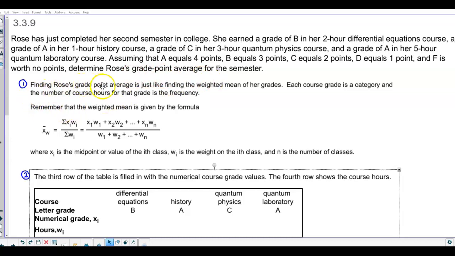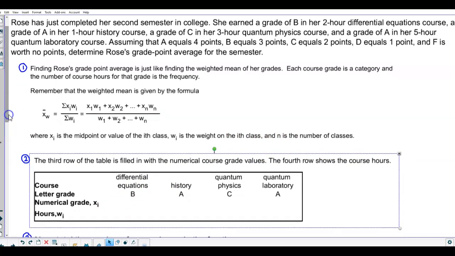Now, step 1, finding Rose's grade point average is just like finding the weighted mean of her grades. Each course grade is a category, and the number of course hours for that grade is the frequency. Remember that the weighted mean is given by the formula: the weighted mean is equal to the sum of the numerical grade times the hours, divided by the sum of the hours. So, x is going to represent the midpoint or the value of that class, w is going to represent the weight of that class, and n is the number of classes.